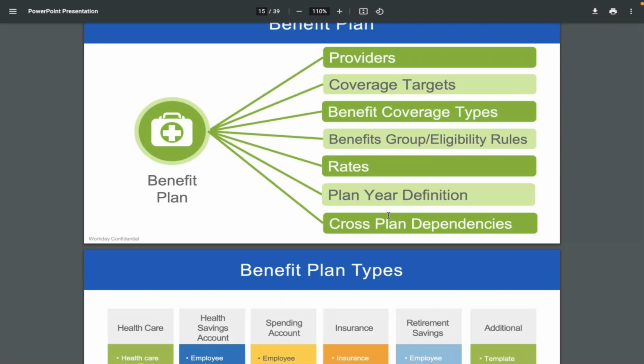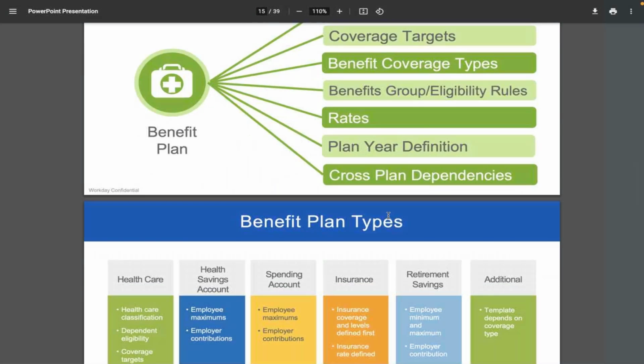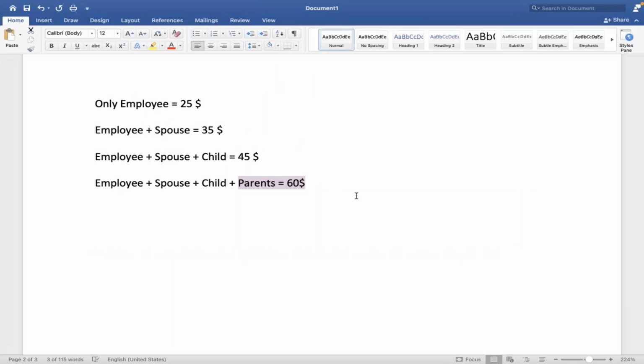And then cross plan dependencies. Most interesting and important. There might be cases. Cross plan dependencies mean, let's say I have benefit plan A and I have benefit plan B. One customer will say, if any employee enrolls into benefit plan A, it's mandatory that the employee has to enroll into benefit plan B. Let me repeat. If any employee enrolls into benefit plan A, it is mandatory that the employee has to enroll into benefit plan B.